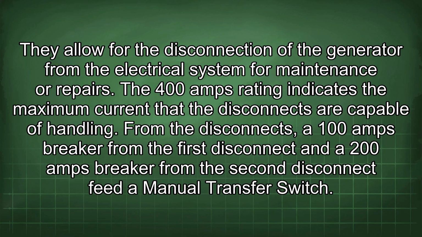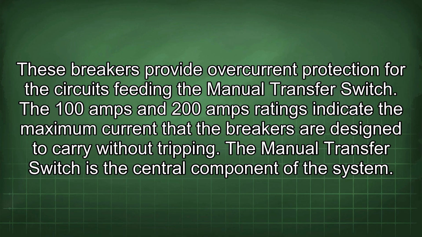From the disconnects, a 100 amps breaker from the first disconnect and a 200 amps breaker from the second disconnect feed a manual transfer switch. These breakers provide overcurrent protection for the circuits feeding the manual transfer switch. The 100 amps and 200 amps ratings indicate the maximum current that the breakers are designed to carry without tripping.